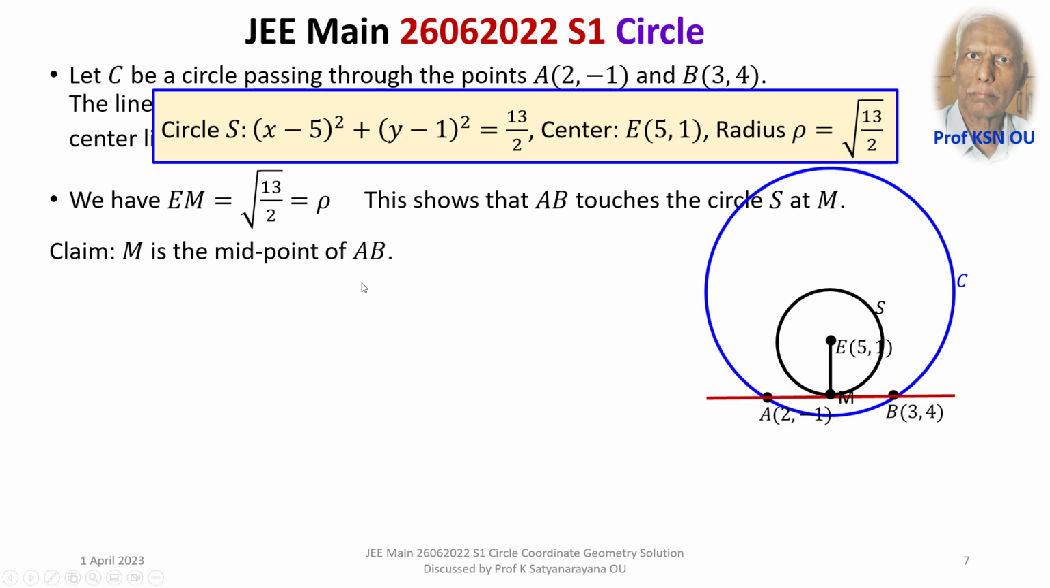So we claim M is a midpoint of the line segment AB. Now consider the right-angled triangles AEM and BEM.